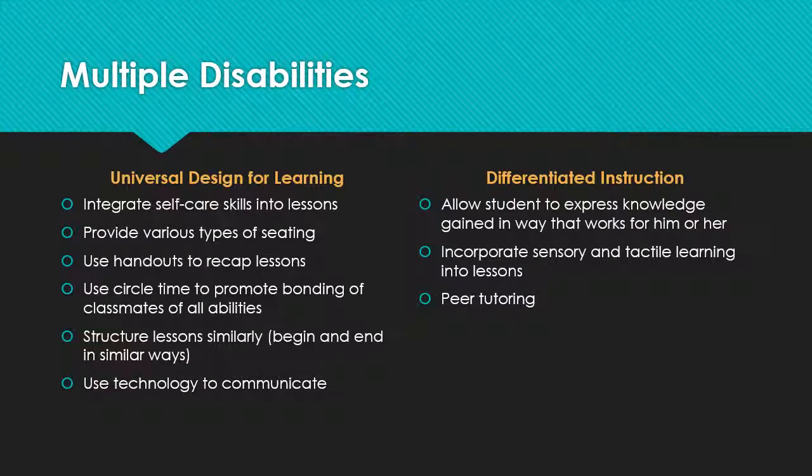So for universal design for learning and differentiated instruction, allowing peer tutoring is helpful because it gives everyone the opportunity to interact and pass on information that way. Using tactile experiences, and then I think one that's kind of cool that would help students in all ways is integrating self-care skills into your lessons. It's not just students with disabilities that need to know how to take care of themselves. Your average student needs to know that as well. So that way everyone can feel included.